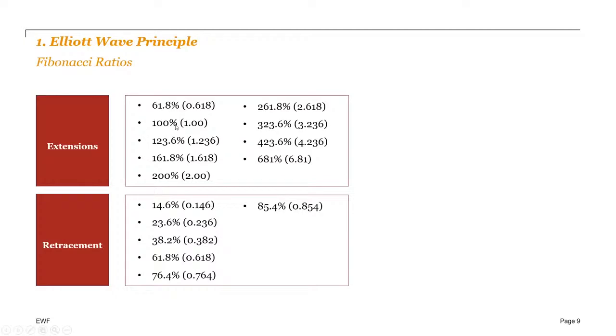100% is the most important. 100%, 123.6%, 161.8% is usually for wave 3 in an impulse. This 200 to 261.8, this one is usually also in wave 3 of a very strong impulse. It can go all the way to even 681, 6.81, but I don't think Forex is ever going to go there. That is usually for stock. But I think 161.8 is very typical for wave 3 in Forex. And then this 100%, 123.6% is by far the most common, okay? And then 61.8%. So these are the important ratios.